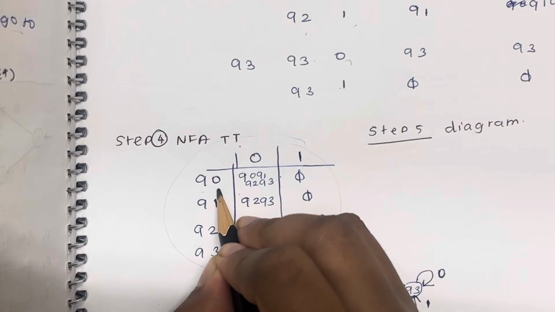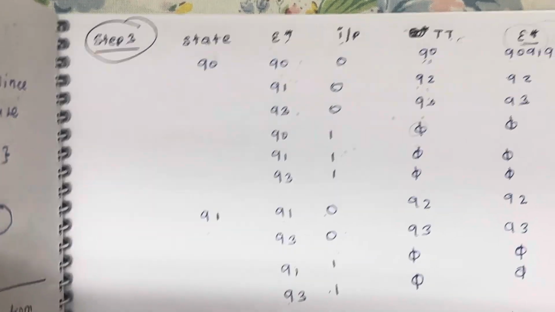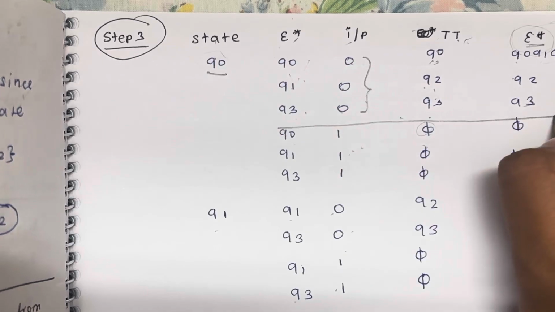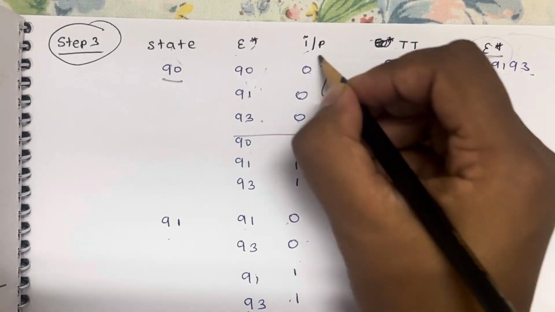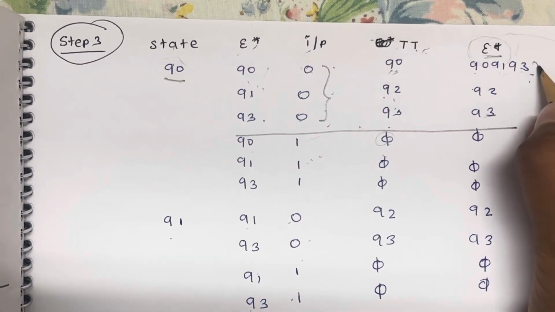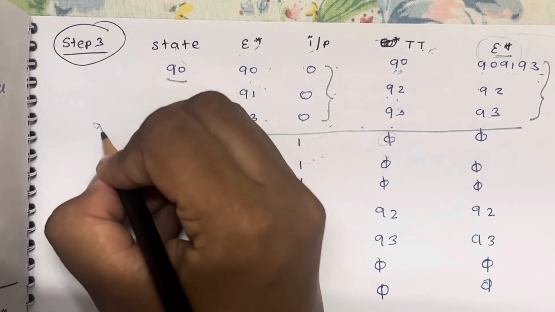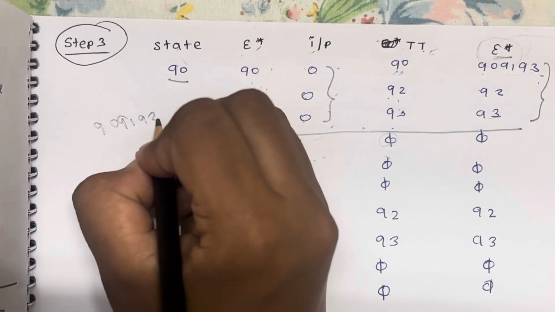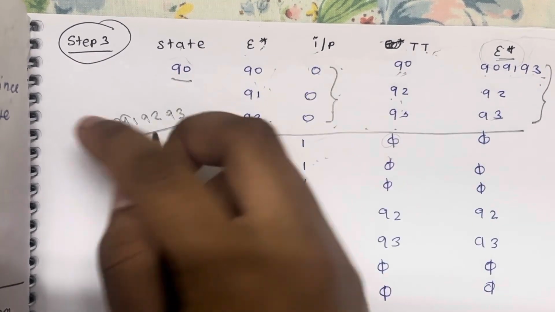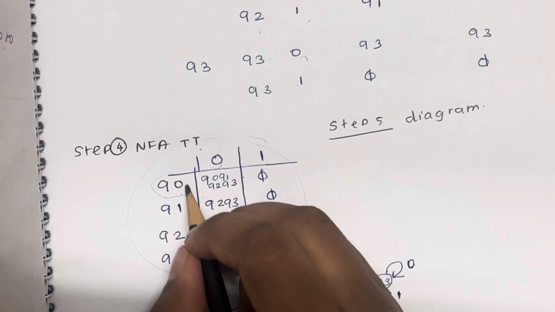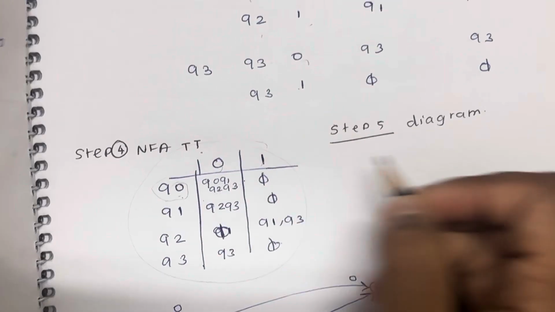So Q0 with the input value 0, right? So we're going to go back up here. Q0 with the input value 0. So you're going to take these three into consideration, and you're going to take the union of all these three. The union of all these three is going to be Q0, Q1, Q2, and Q3. Okay, so Q0, Q1, Q2, Q3.